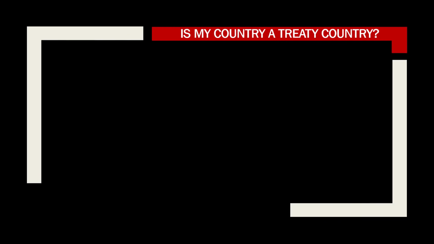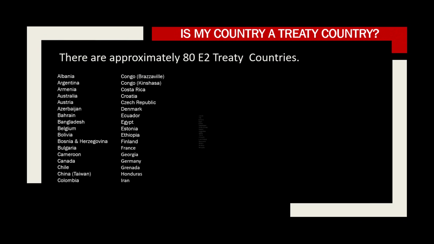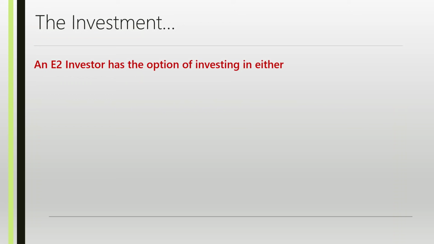There are about 80 E-2 treaty countries. We'll discuss this in more detail in a few minutes. Don't see your country on the list? You can always go to the Department of State website shown here.